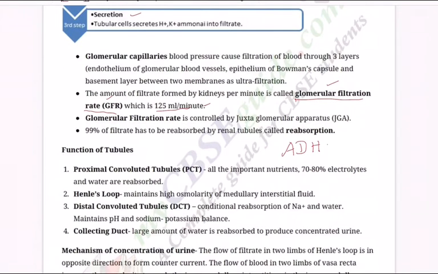Sodium is reabsorbed in the collecting duct under the influence of aldosterone. The filtrate is now called urine. Thus, urine is hypertonic to blood plasma.